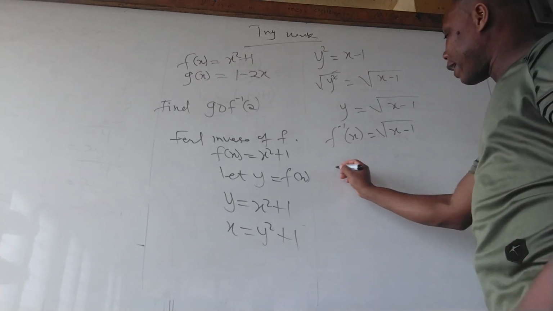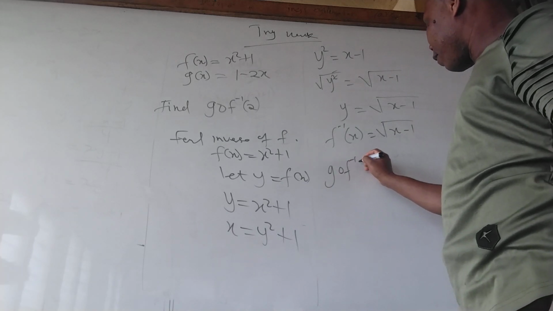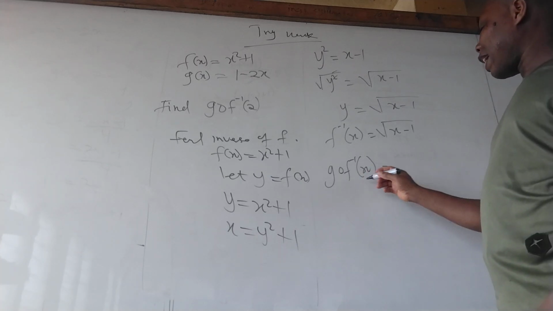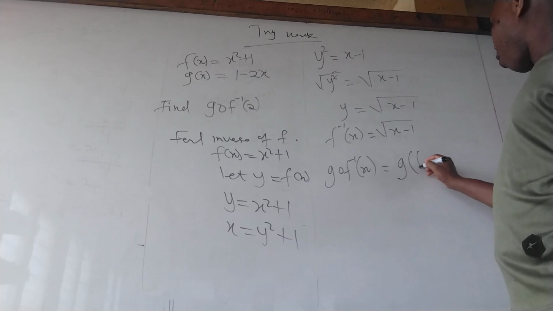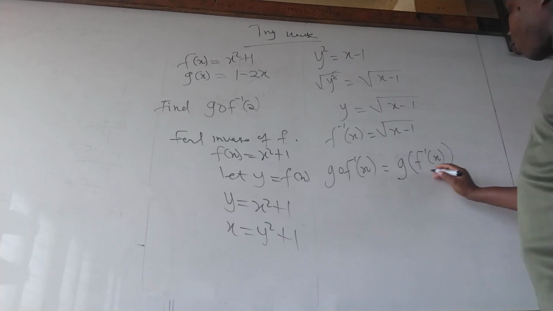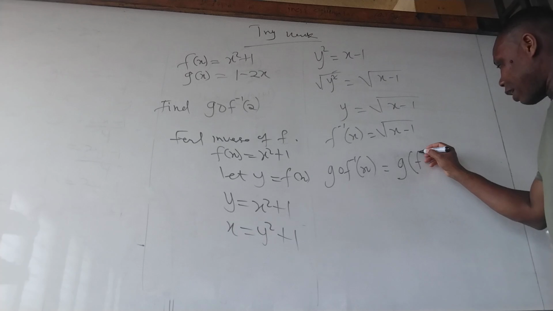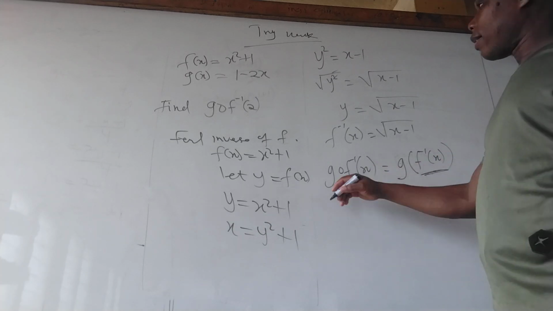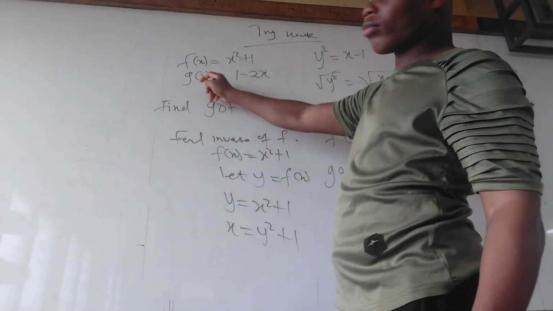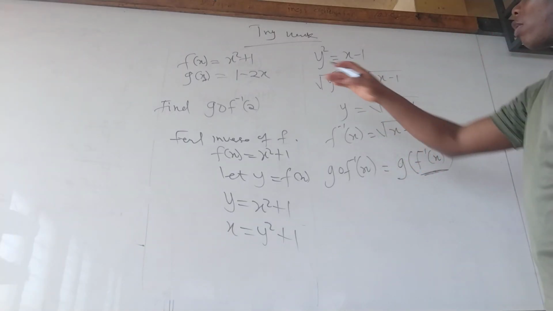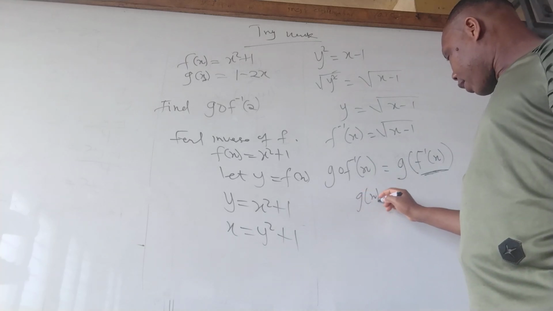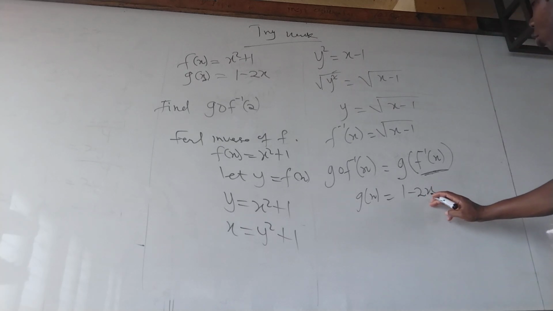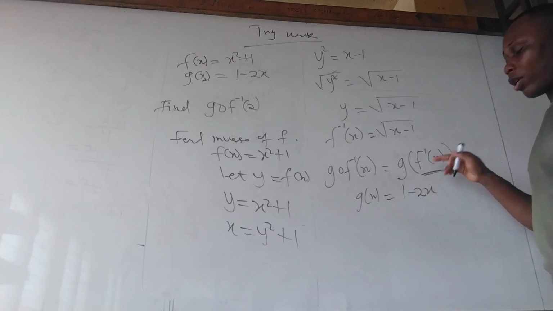Okay. Now we want to find g of f inverse of x before we can substitute the 2 inside. So how do we find this? Basically, it means that we are getting g of f inverse of x. So what we are going to do is substitute the inverse function of f for the x in g of x. So where is our g function? g of x is equal to 1 minus 2x. So wherever we see x, we are going to substitute the f inverse.